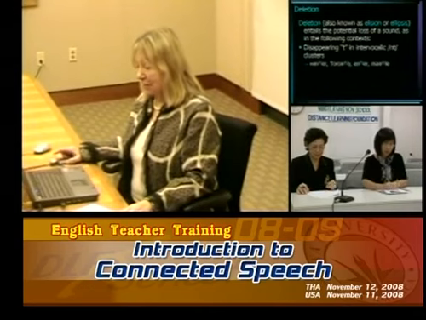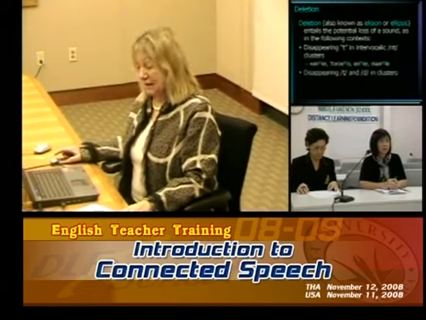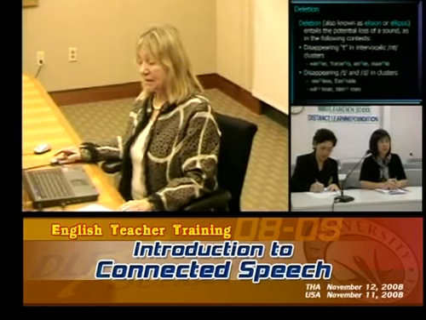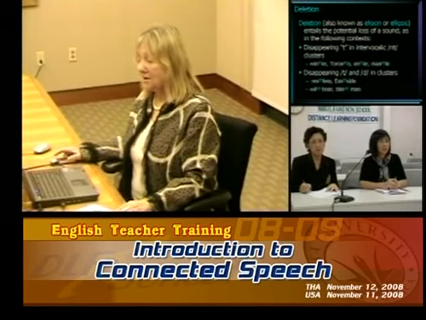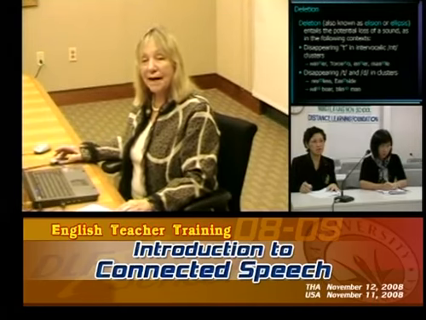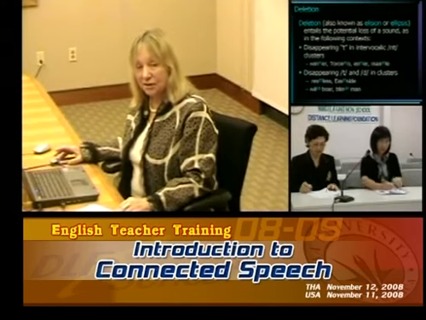Here's another example of disappearing T and disappearing D as well. Restless. East side, east side, wild boar, wild boar, or blind man, blind man. So the D or the T disappear to make the pronunciation of the word easier.